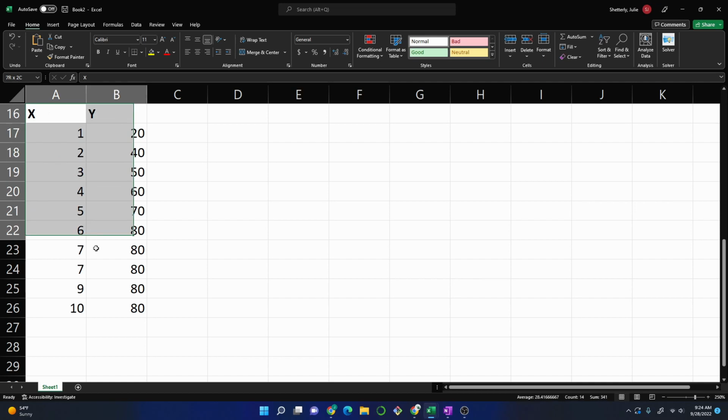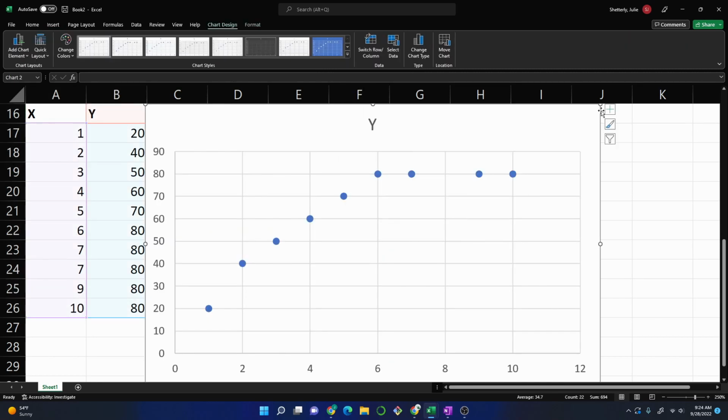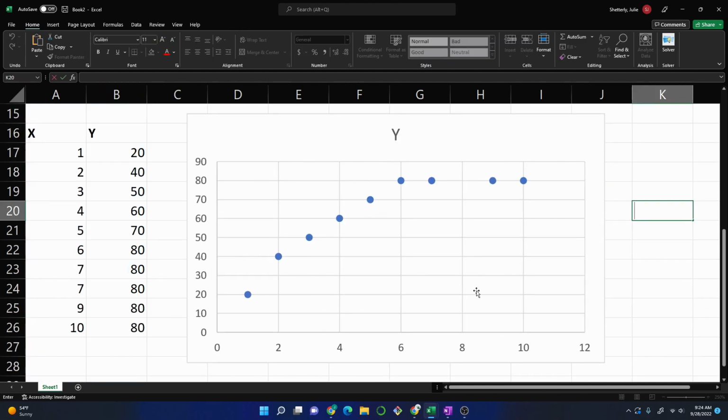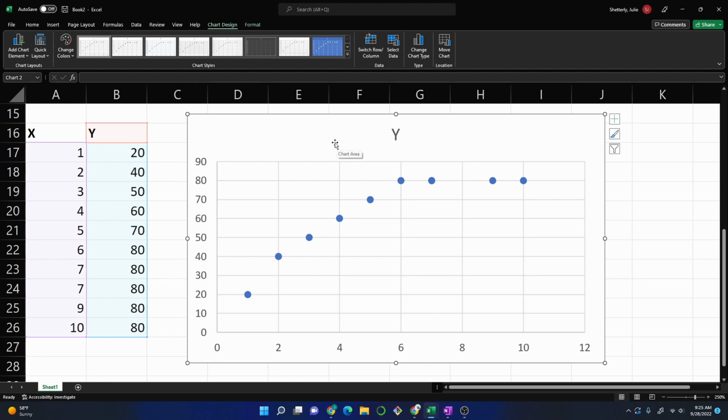Now, just like before, we're going to highlight all of these points, go to Insert, and we're going to select a scatter plot. I'm going to shrink it so that it fits a little bit better in our window, but there we have it, our chart of X, Y values. But what do we need? We need the slope-intercept form of the equation of the line that best fits the data, the line of best fit.